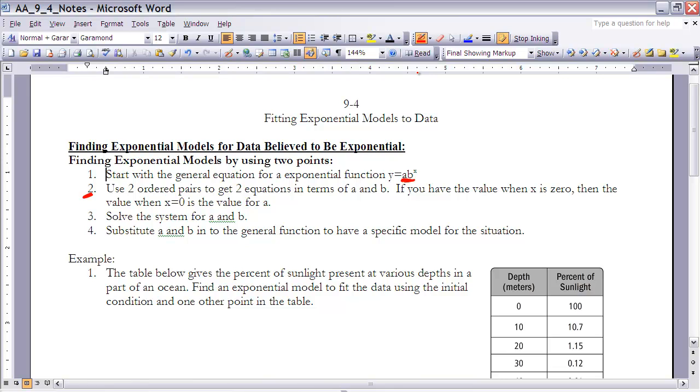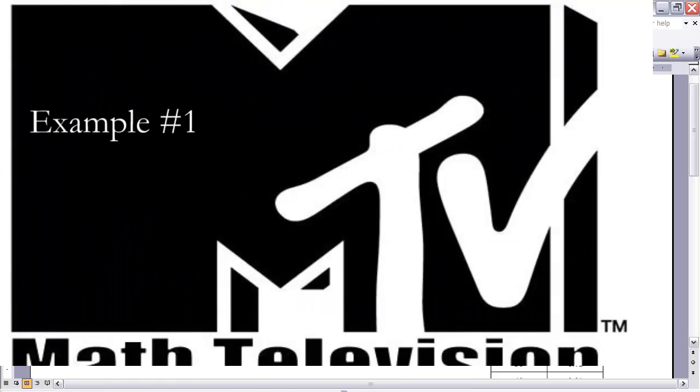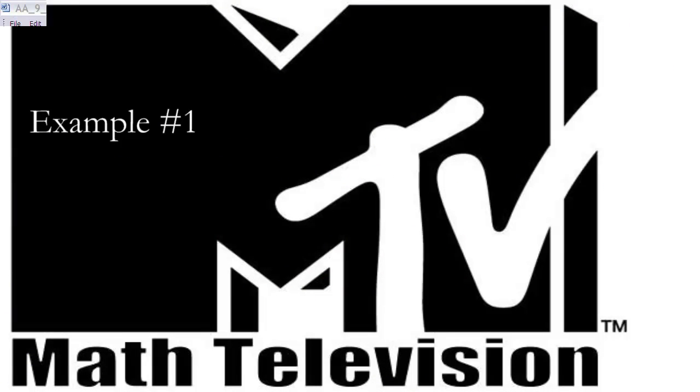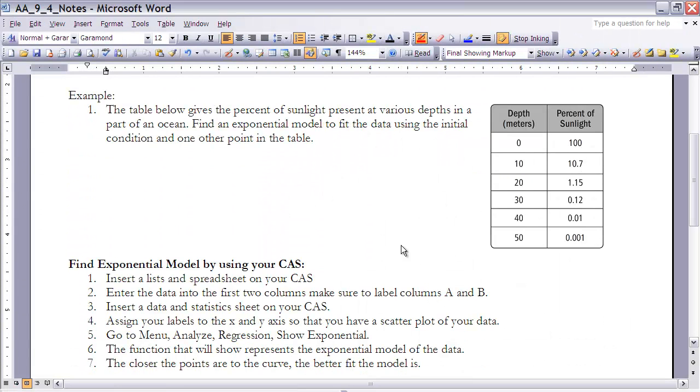The third thing that we're going to do is solve that system for a and b, and then finally we'll take what we get for a and b and substitute it back into the general equation so we can get a specific equation. So let's look at example 1 here. We're going to use the method that we just described above to come up with our answer.